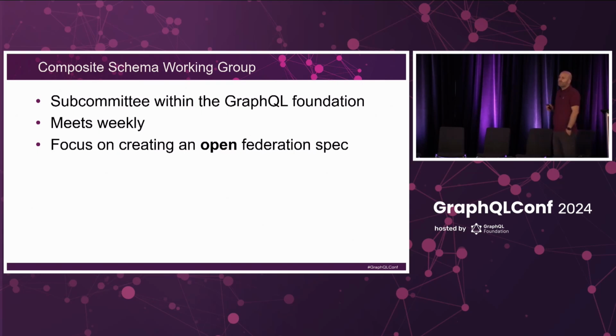The Composite Schema Working Group is a subcommittee within the GraphQL Foundation, just like the GraphQL over HTTP subcommittee or the GraphQL Working Group and many others. So a subcommittee focuses on a specific aspect of GraphQL. Benji already said that we basically split up the single working group that we had in the beginning into several subcommittees that then can focus on different aspects here.